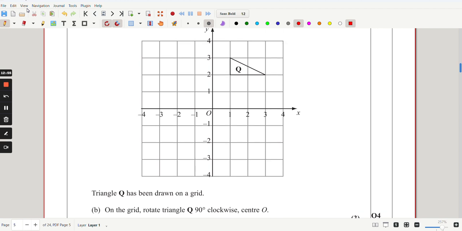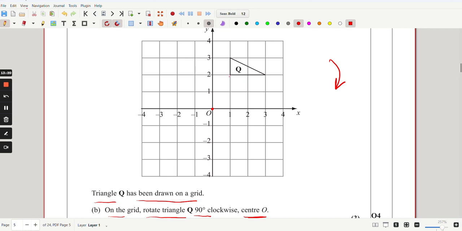Part B. Triangle Q has been drawn on a grid. On the grid, rotate triangle Q 90 degrees clockwise. Clockwise, this direction. Center O, that means our center is the origin point. We need to have it as a 90 degree.